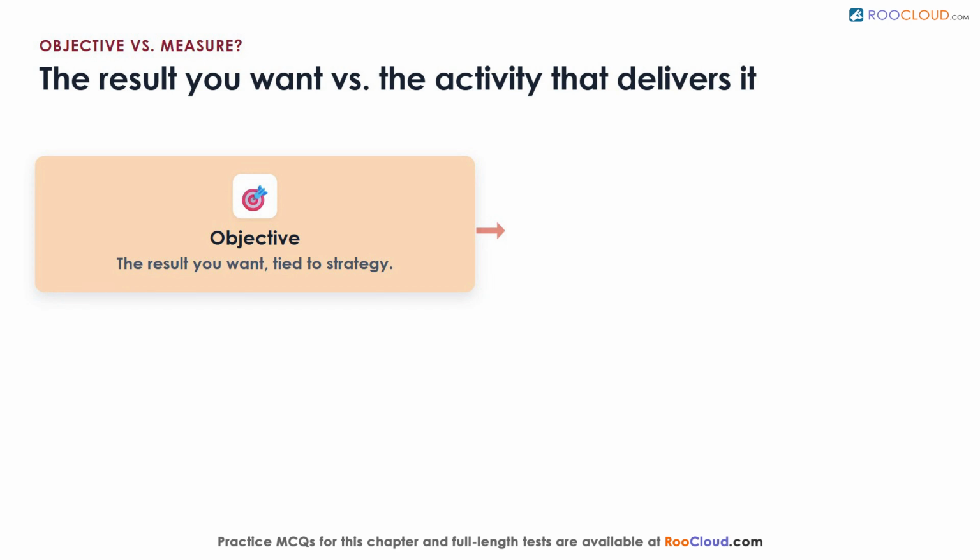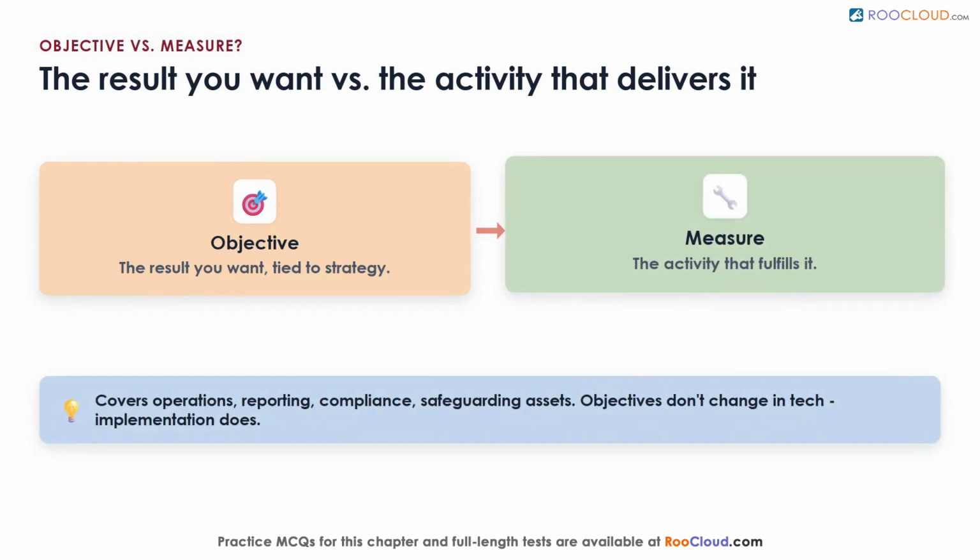And what is a control measure? It's the actual activity that fulfills the objective. Together, they break big strategic goals into daily tasks. Tasks you can hand to a person in a job description. Now, do objectives change in a technology setting? The objectives themselves do not change, but how you implement the controls often does.